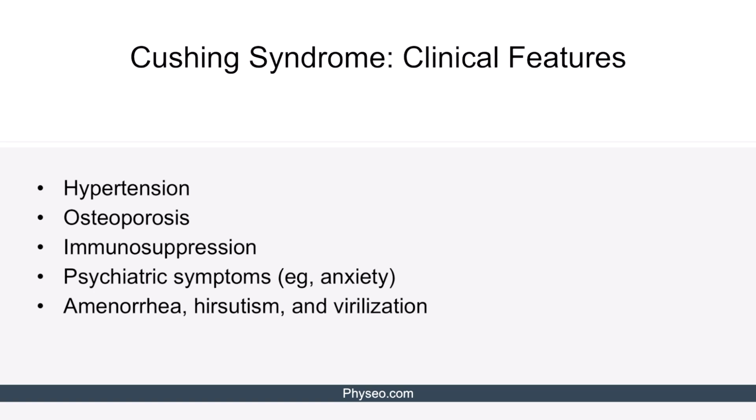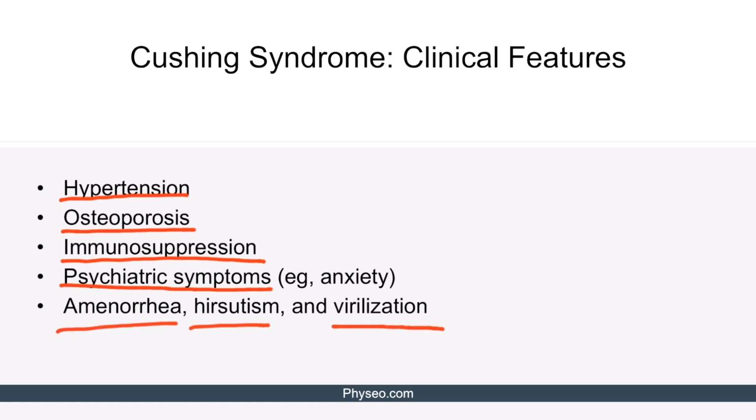others that are worth mentioning. These include hypertension, osteoporosis, immunosuppression, psychiatric symptoms such as anxiety, and in women, amenorrhea, hirsutism, and even virilization. Once again, most of these changes can be explained by the downstream effects of elevated serum cortisol levels. However, for the purposes of step 2, it isn't important to know any of those specific mechanisms.